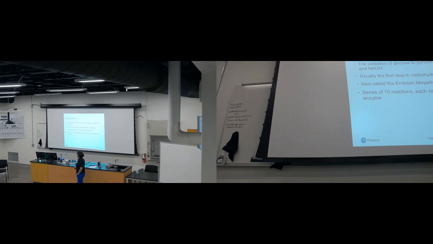So, in glycolysis, you oxidize your glucose molecule to pyruvic acid or pyruvate, and then you produce 2 ATPs and 1 NADH. This is the first step of carbohydrate catabolism, and another name for glycolysis is the Embden-Meyerhof pathway. It has 10 reactions catalyzed by different enzymes.